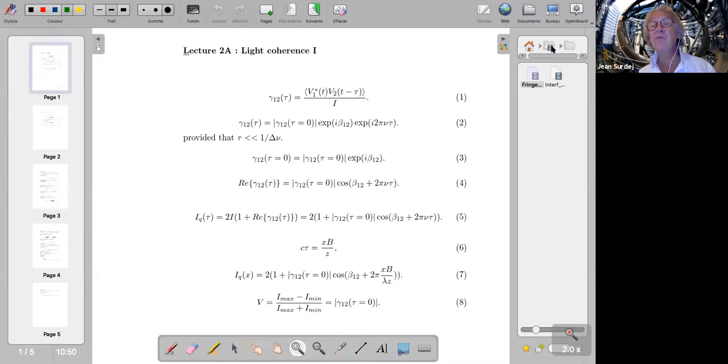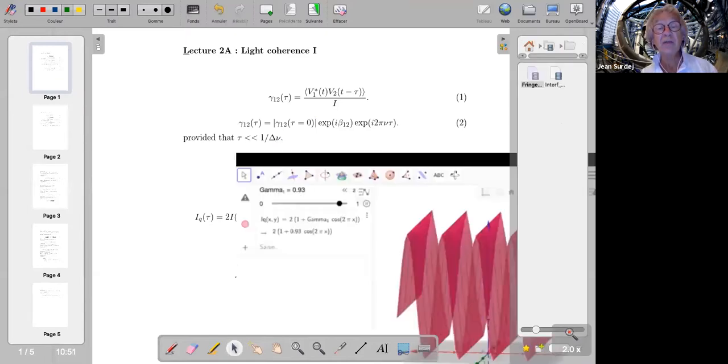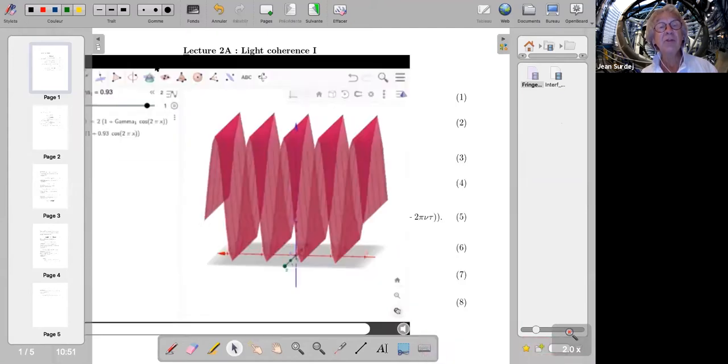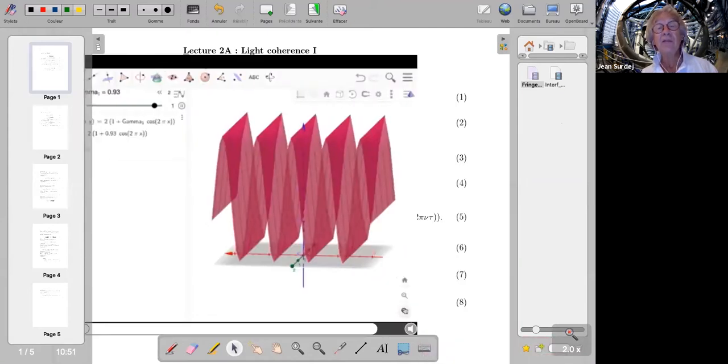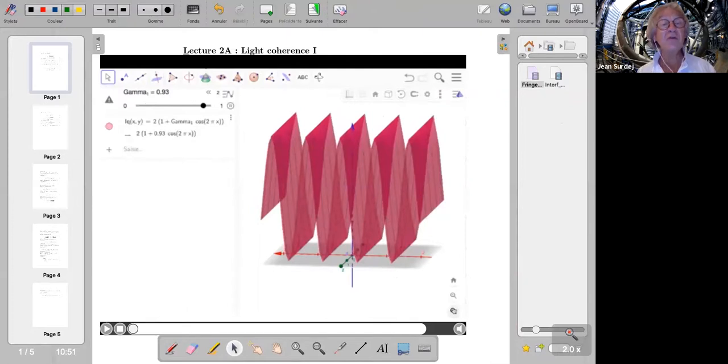Now I have a small video I can show you. This video was made using GeoGebra. It is open source software, which is very nice because I've been using it for a few weeks now, almost a few months, and I'm so delighted.